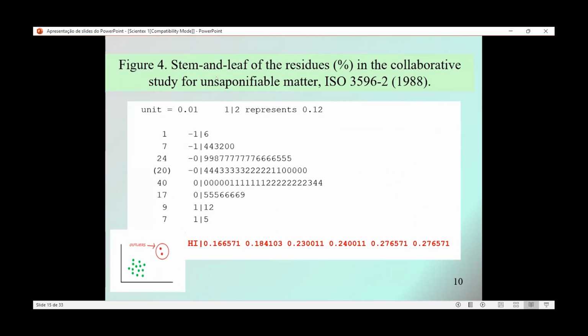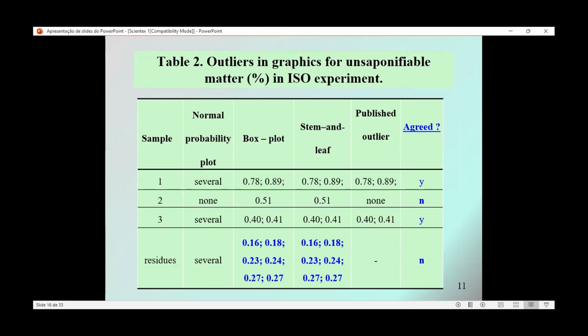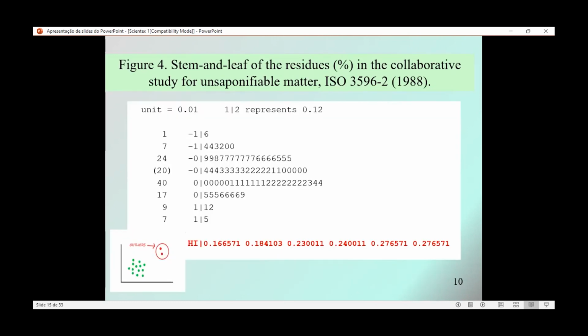When examining figure 4, the standardized residuals in the collaborative study for unsaponified matter presented before, we had seen a lot of outliers before. And here we can see this part in red, a lot of outliers just in the lower part of the figure.